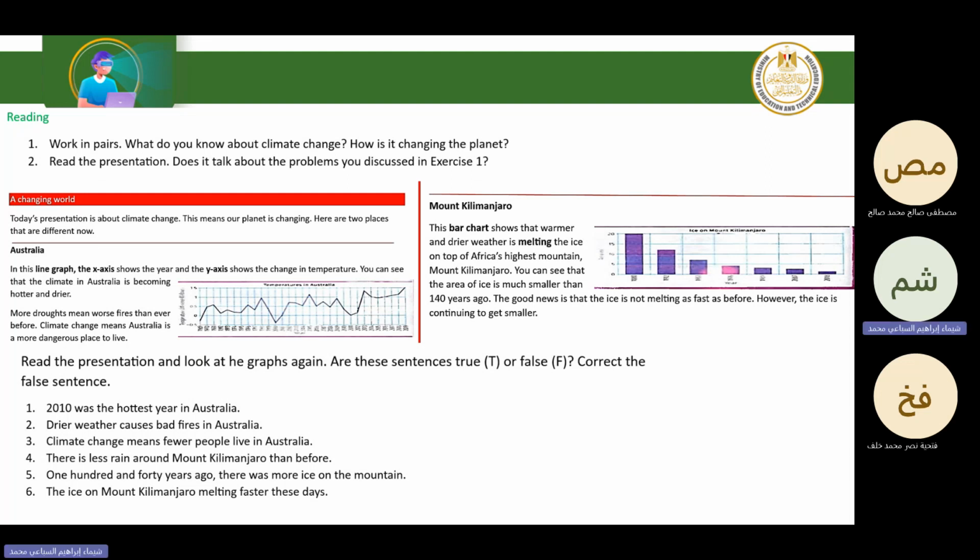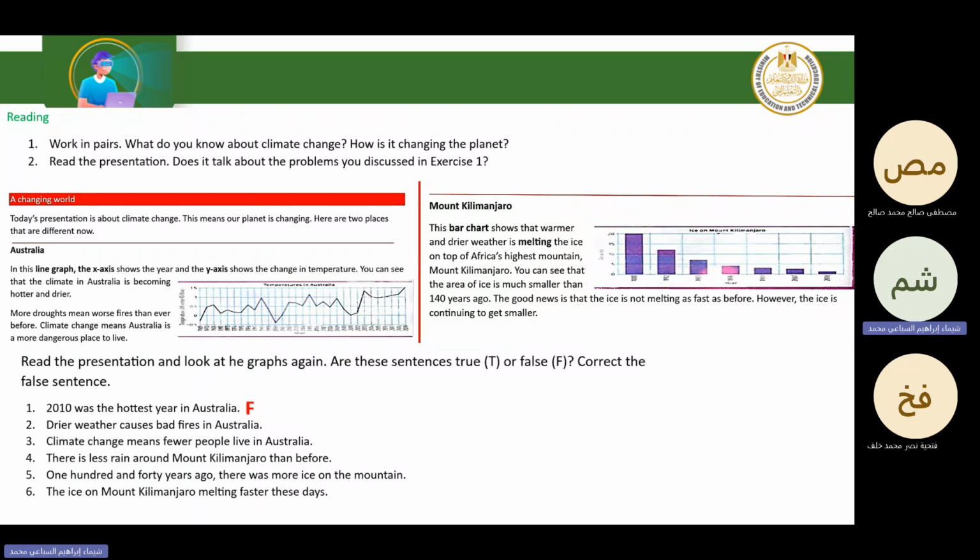Okay, time is up. Sentence number 1. 2010 was the hottest year in Australia. What do you think? Look at the line graph and tell me. Of course, it's false. It was in 2019.